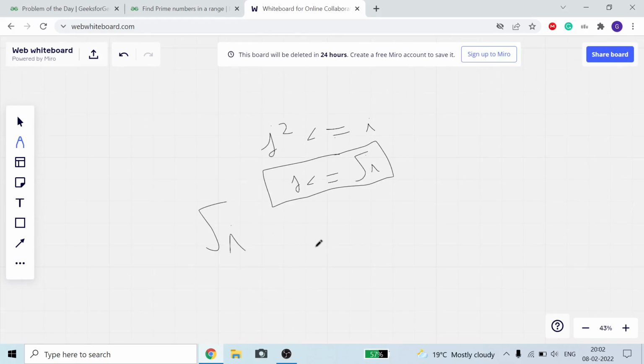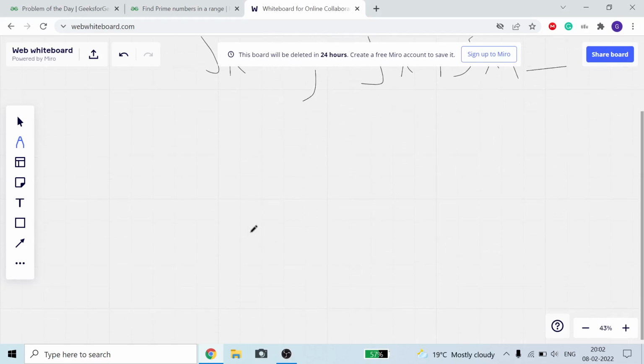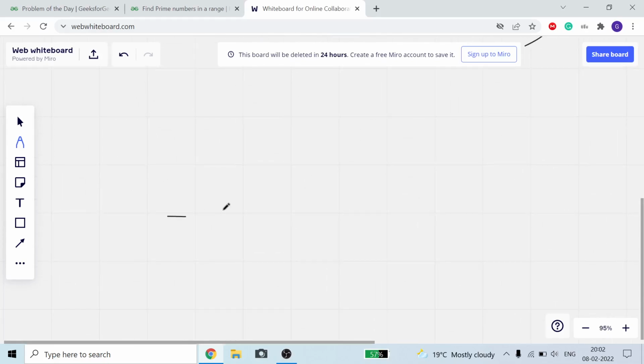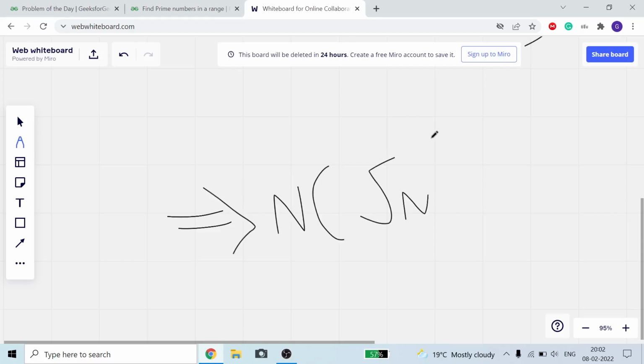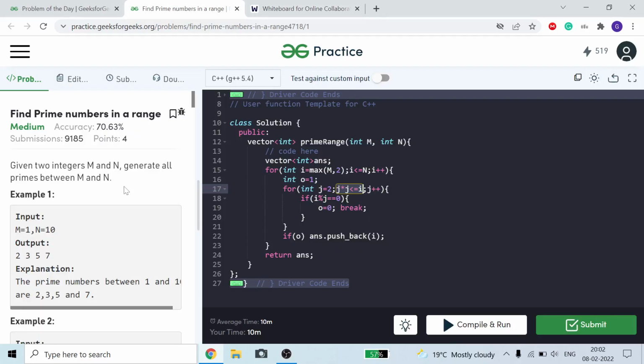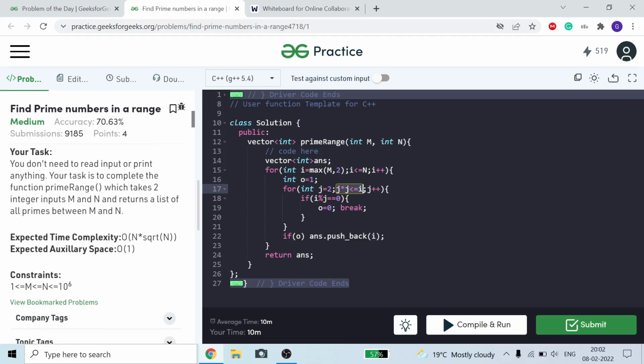And when we generalize it for all the i's, my loop will work for root of 1 plus root of 2 plus up to root of n times. So we can say our final time complexity is n times root n, and that fits our required time complexity.